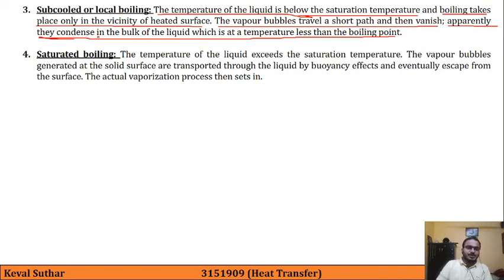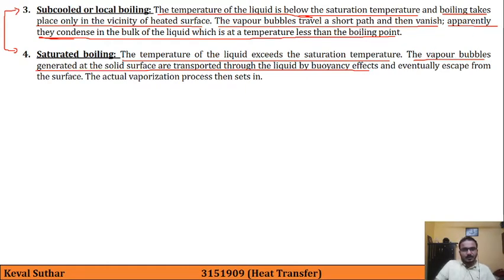Fourth is saturated boiling. The temperature of the liquid exceeds the saturation temperature. So this is completely a reverse case from subcooled or local boiling. In subcooled or local boiling, the temperature of the liquid was below the saturation temperature, and here the temperature of the liquid is above the saturation temperature. The vapor bubbles generated at the solid surface are transported through the liquid by buoyancy effects.